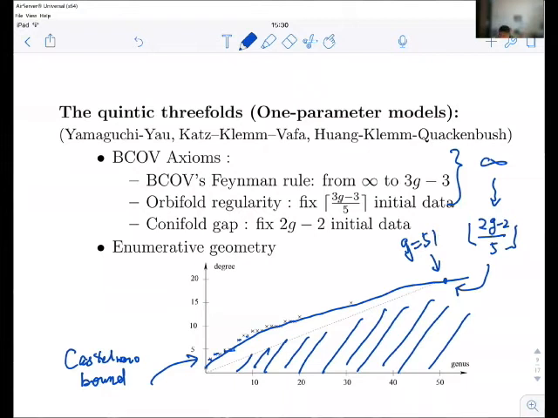So this means that using all these conjectures that physics gives us, you can solve all the Gromov-Witten invariants up to genus 51. But if you want to go further, even physics cannot solve the problem. But anyway, BCOV's Feynman rule will still allow us to convert the problem to a finite rule. Okay, so this is the best result, even conjectured for us.